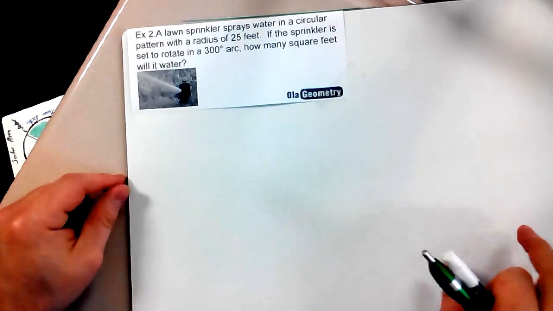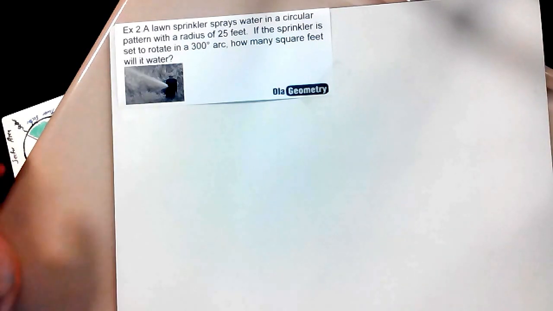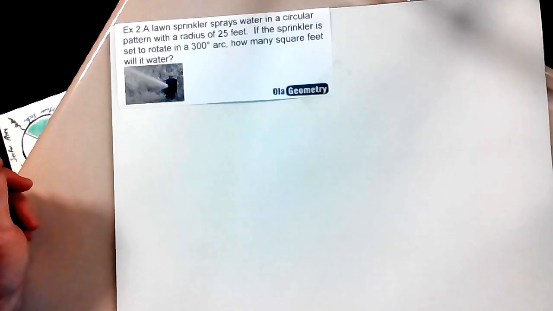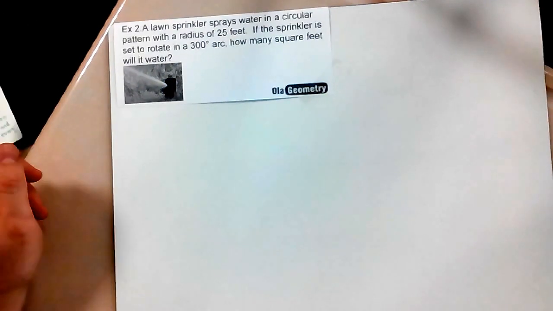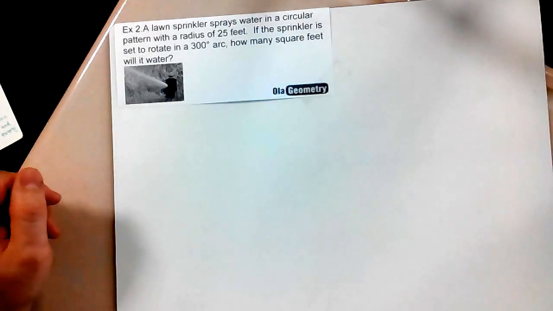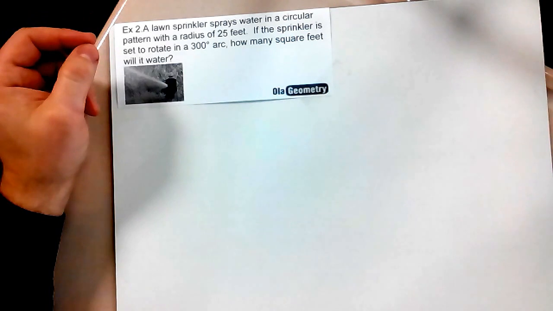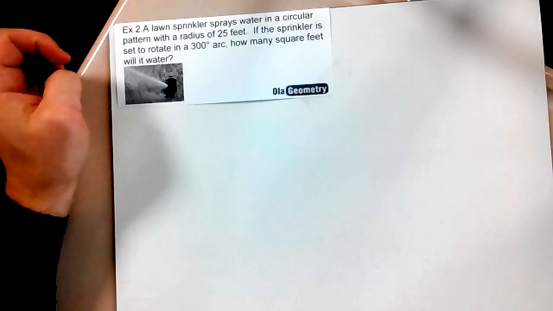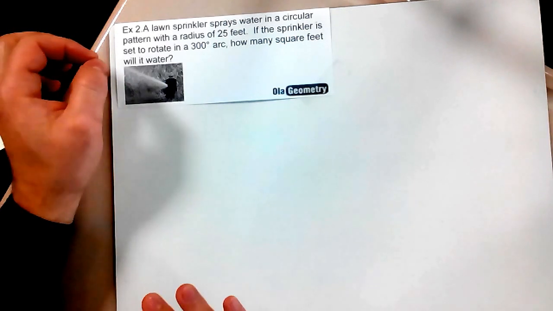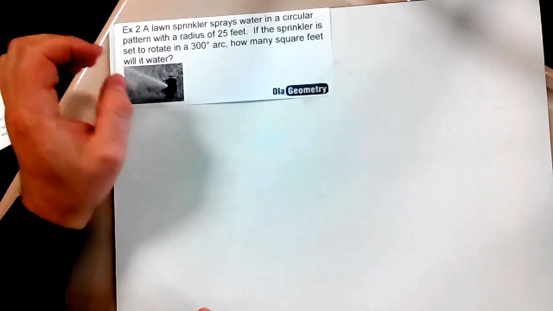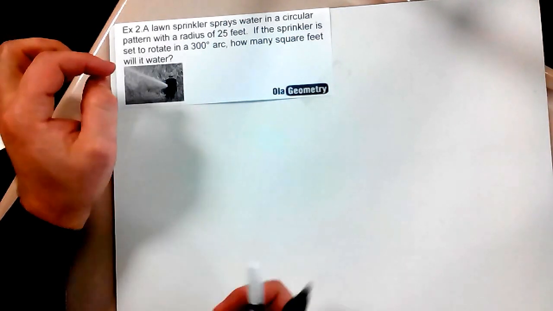This is your standard word problem. We have a lawn sprinkler. It sprays water in a circular pattern with a radius of 25 feet. The sprinkler is set to rotate in a 300-degree arc. How many square feet will it water?